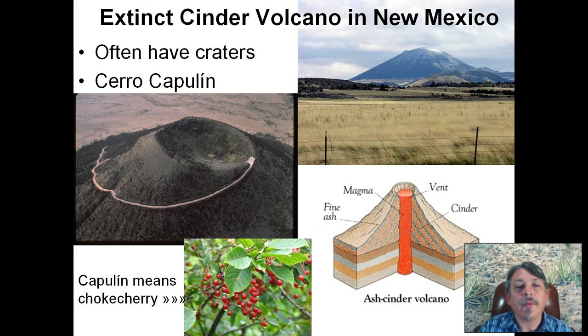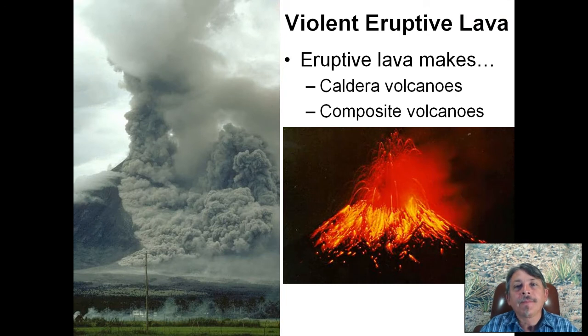An ash cinder volcano tends to have a lot of what they call escoria, which is a foamy, dark red rock that in crushed to bits form is used to spread on highways during the winter to prevent accidents due to ice. Then there's the violent eruptive lava volcano. And this one, for example, you have composite volcanoes and caldera volcanoes that exhibit this eruptive violence.